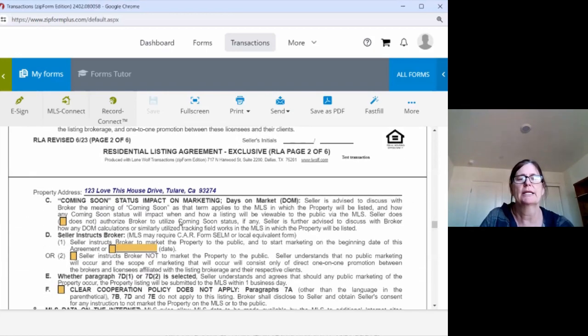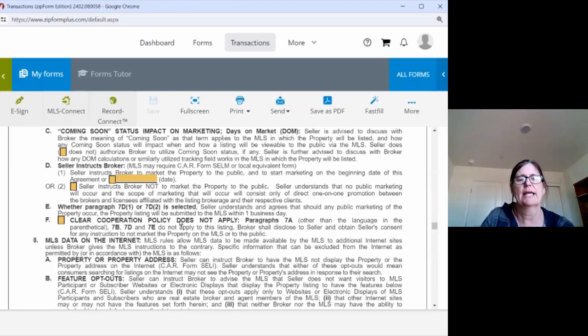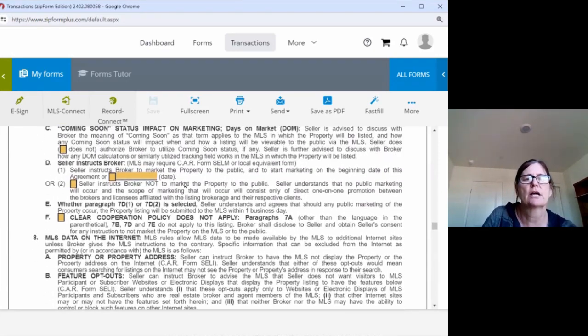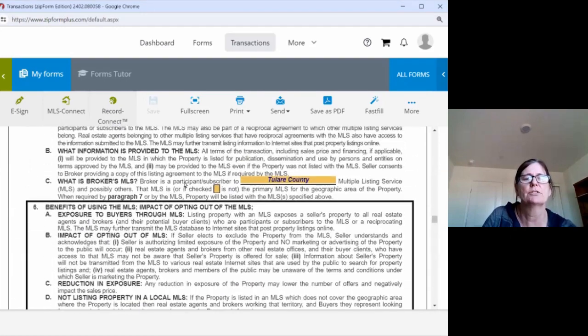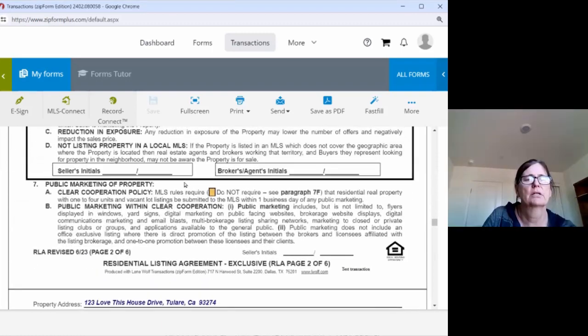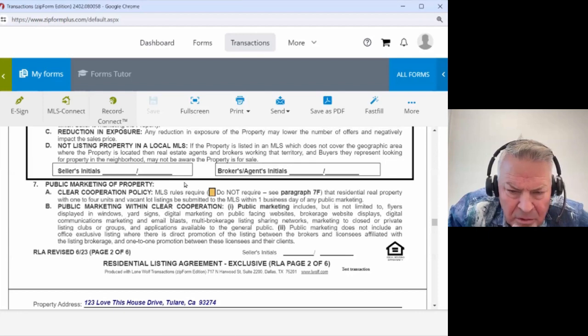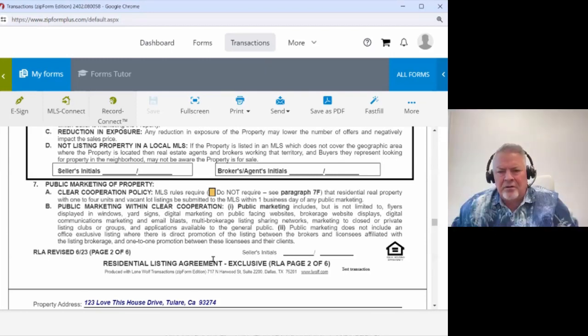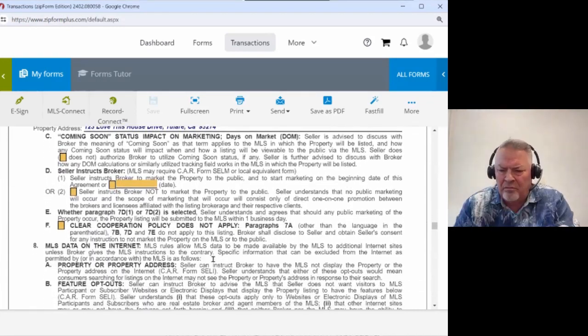What you would use is down here, there is a SELM form, and that's where the seller instructs the broker. Nope, that's not the one we're going to use. Somewhere in here, there's the way to opt out. Right below that 6, is it? Just below it. Oh, right here. It says public marketing, clear cooperation policy. I think it's down a little bit further. Okay. All right. So I got ahead of myself, but that's what I wanted to know, where that is.